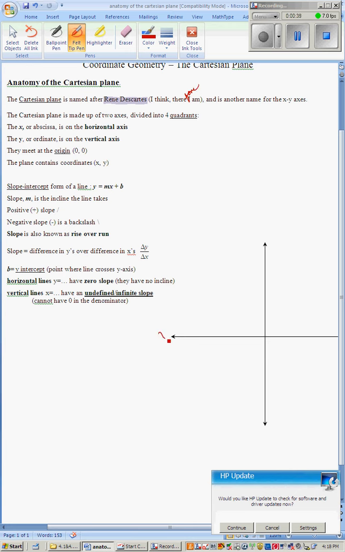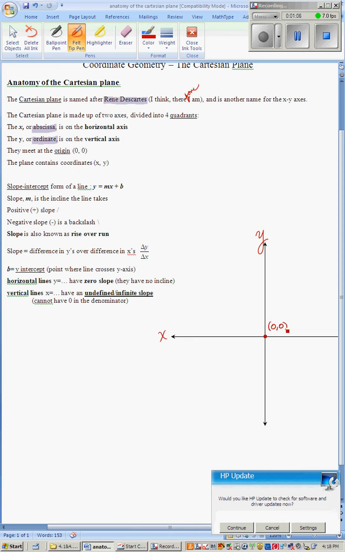The x-axis is the horizontal axis. It's also known by a fancy name, the abscissa. And the y, which is the vertical axis, is also known as the ordinate. You do not need to remember the fancy names, but you do need to remember that x is horizontal and y is the vertical axis. Together they meet at the origin, and we need to know that that is the coordinate point (0, 0).